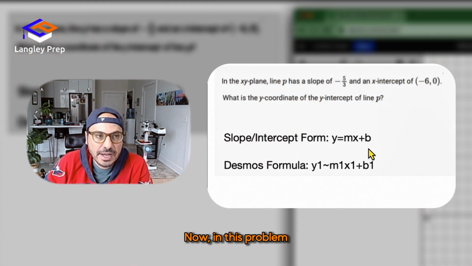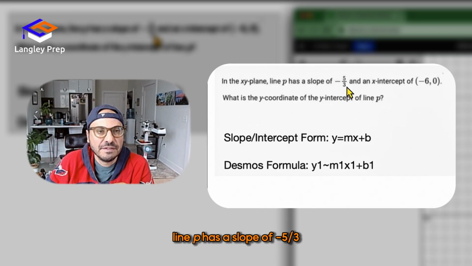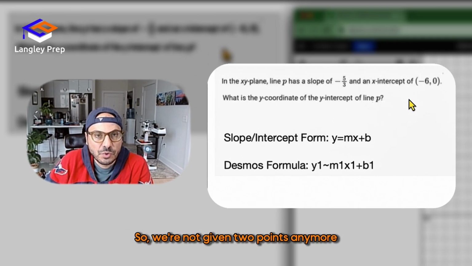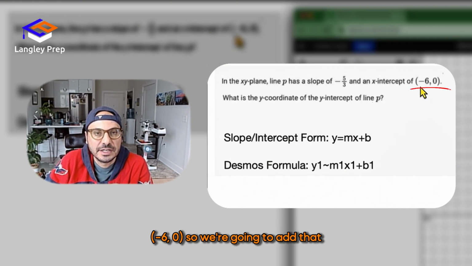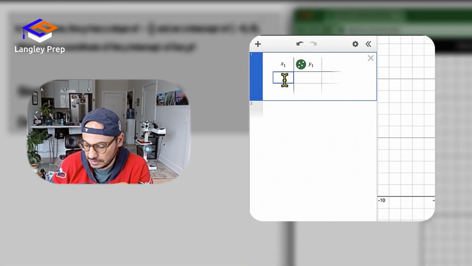plus 2. Now, in this problem, in the xy plane, the line P has a slope of -5/3 and an x-intercept of -6, 0. What is the y-coordinate of the y-intercept of line P? So we're not given 2 points anymore. We're given one coordinate, -6, 0. So we're going to add that.